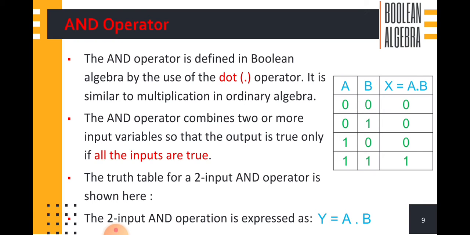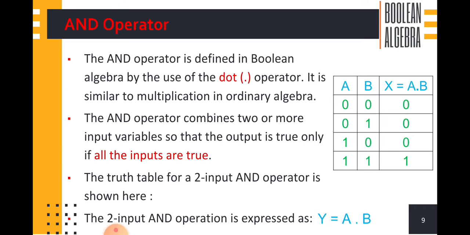The AND operator combines two or more input variables so that the output is true only if all the inputs are true. When all the inputs are true, the output is also true. The AND operator can use two or more input variables; a minimum of two input variables is required.